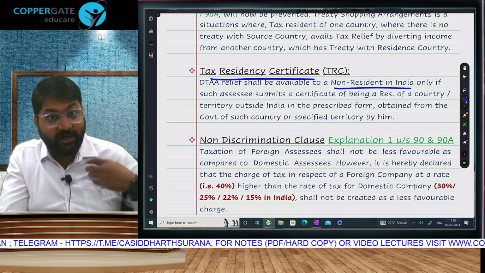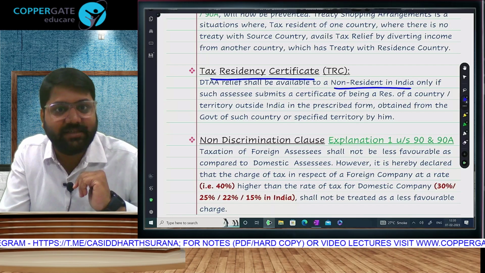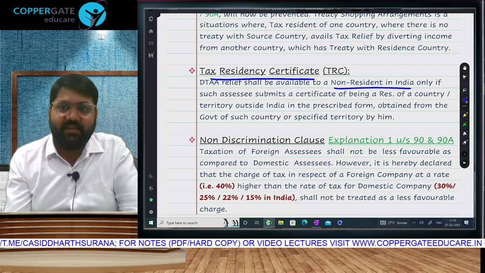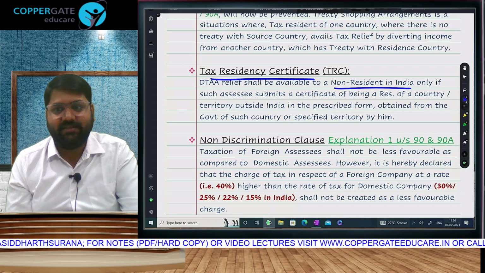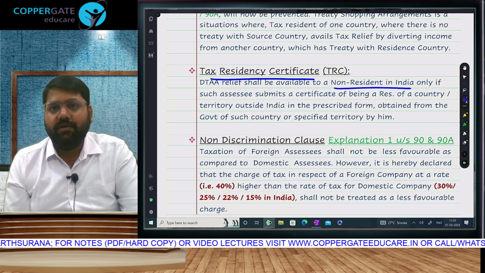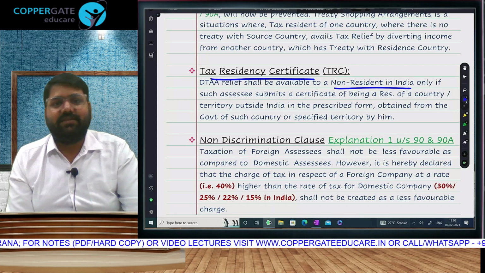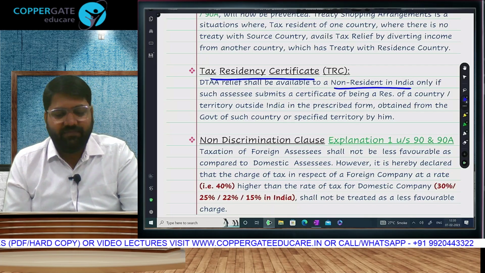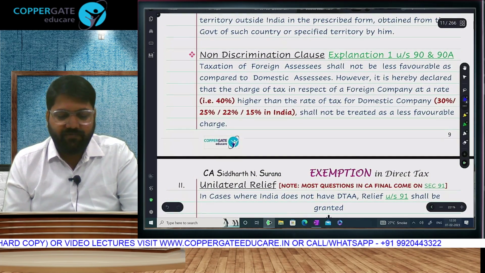In India you are non-resident, but there you have become a resident or not, who will come and check? So you will have to bring in writing that you have become a resident over there. If you are able to bring in writing that you have become a resident over there, we are ready to give you relief, but only if you bring a tax residency certificate from your home country. Then only you will get relief. Otherwise, you will not get relief.